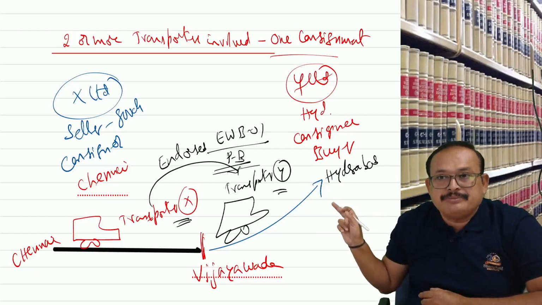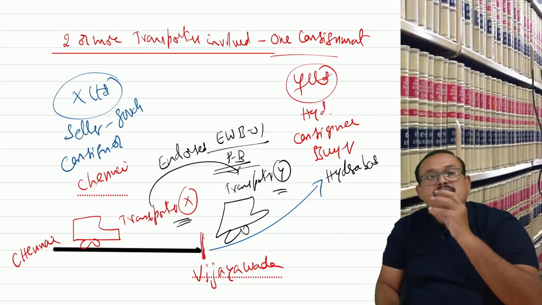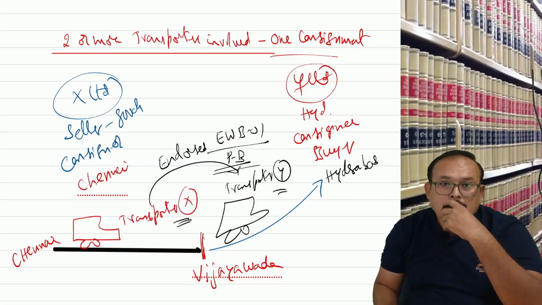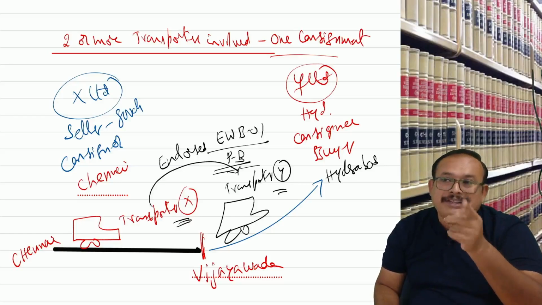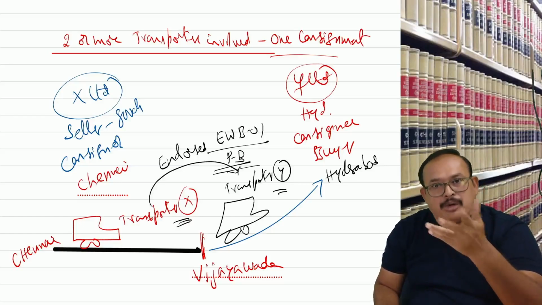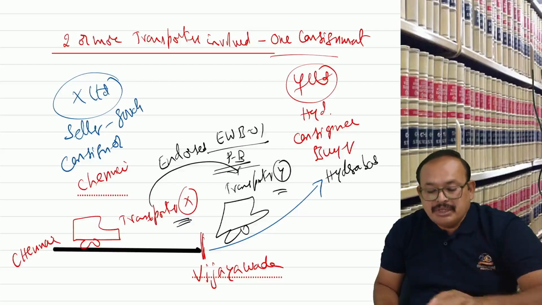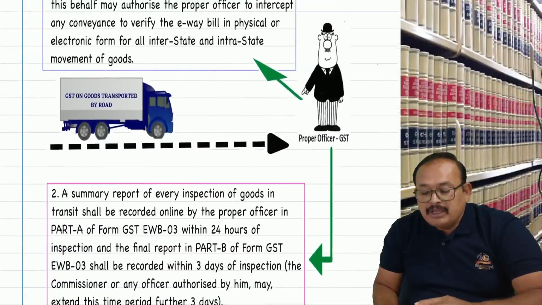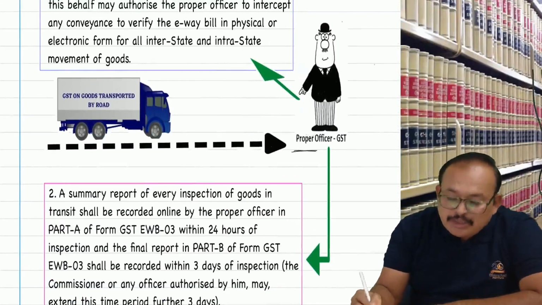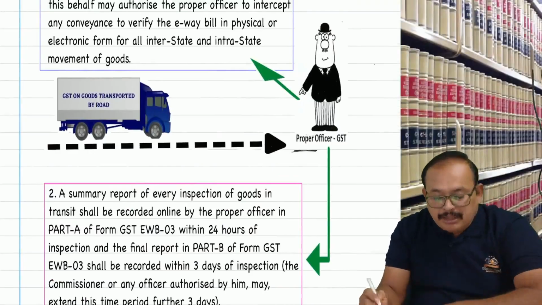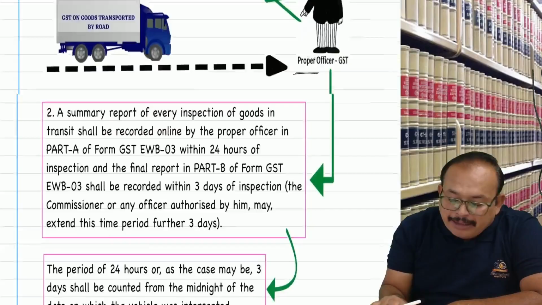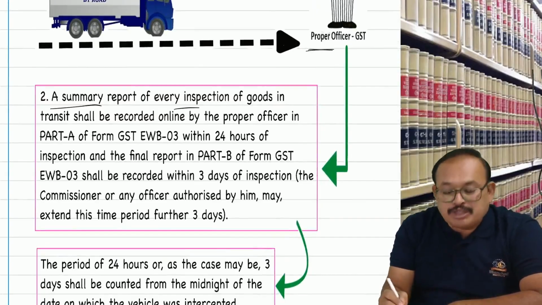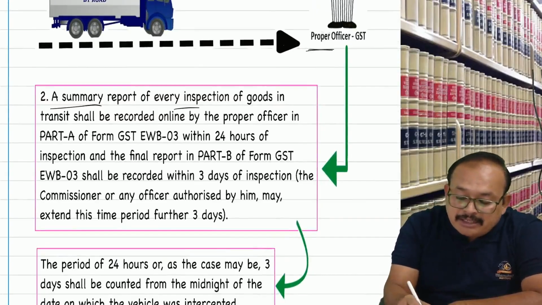This clarification is from CBIC. All this I referred to from the EWB 01 e-way bill point of view. Now, if such an e-way bill is not in place during transit, especially by road, what are the consequences? Once a department officer detains the vehicle during transit and finds no e-way bill, he is in a position to prepare a summary report of every such inspection of goods in transit.